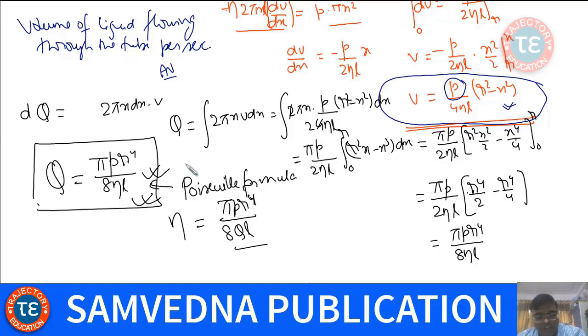Okay, so this way you can see this. So this is what the Poiseuille formula is.